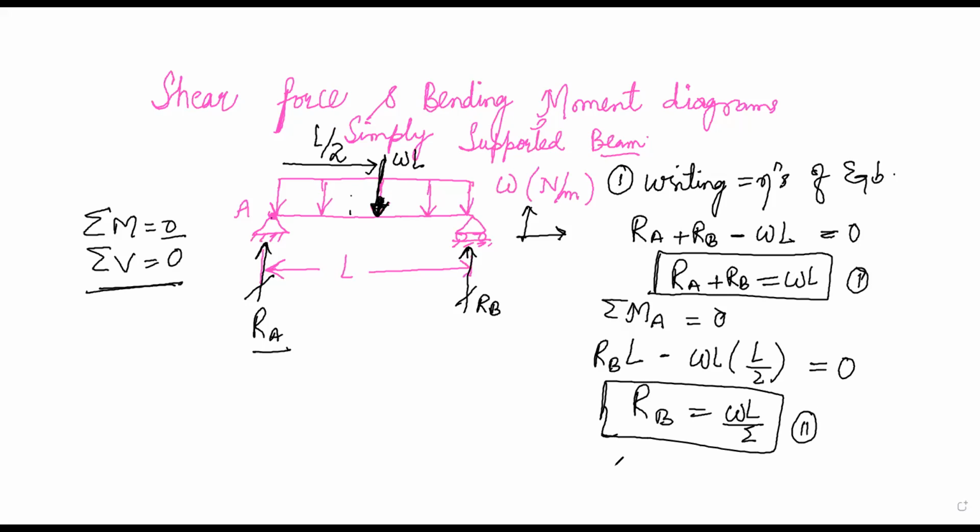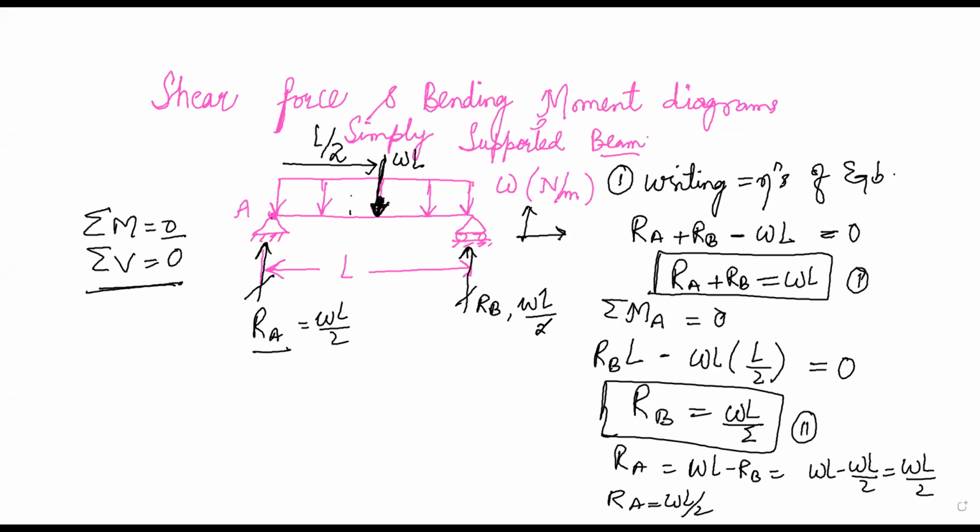Now from equation 1 and equation 2, RA will be equal to WL minus RB, that is WL minus WL divided by 2, which is equal to WL divided by 2. Therefore RA is also equal to WL divided by 2, and RB is also equal to WL divided by 2. So while you draw the shear force and the bending moment diagram, the first and foremost step is to find the values of these reactions, which we have obtained: RA is equal to WL by 2 as well as RB is equal to WL divided by 2. Now, once we have completed it, what do we have to do then?